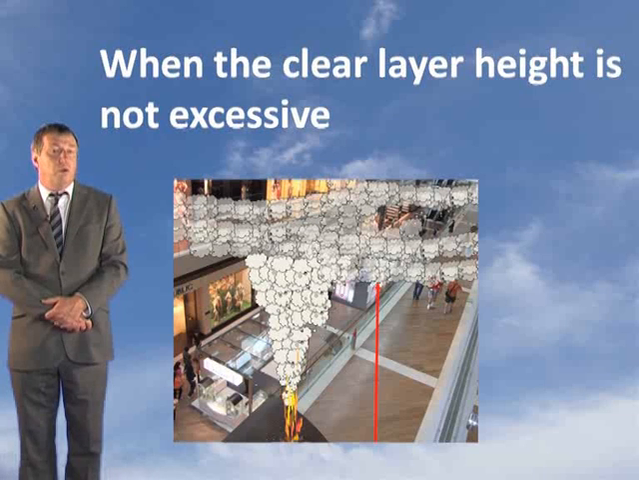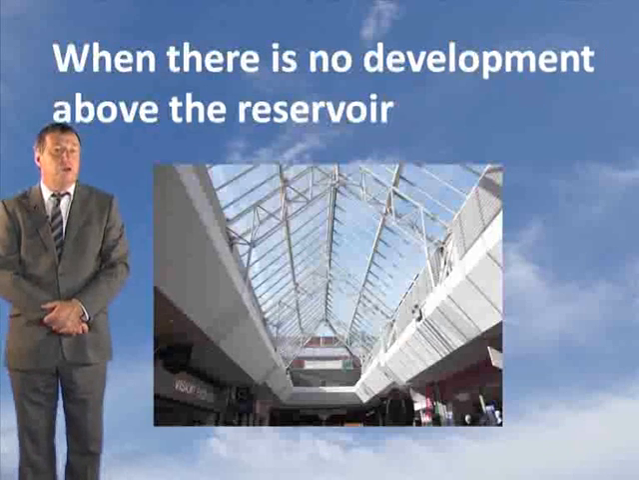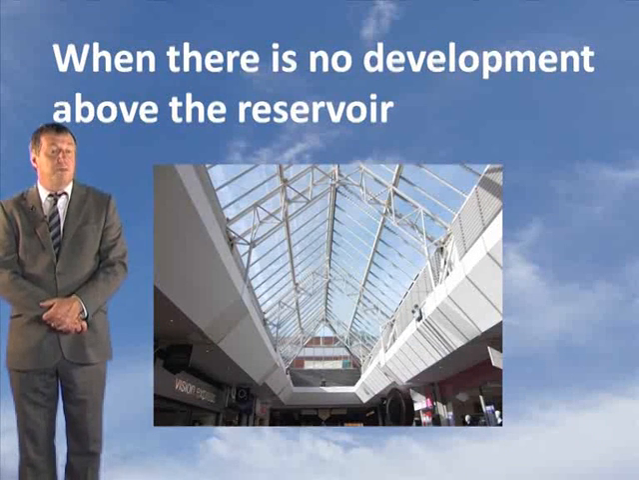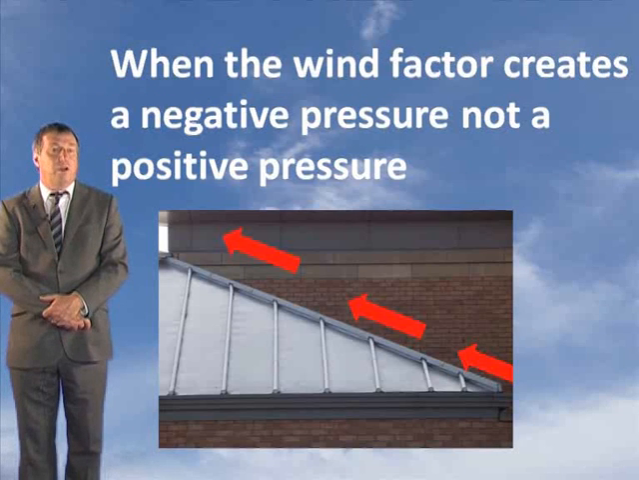Well, if natural ventilation is possible, then the designer is likely to adopt this approach, as it's cheaper and simpler than mechanical extraction. However, there are a limited number of circumstances where natural ventilation can be provided, and these are as follows. 1, when the clear layer height is not excessively large, as large heights of rise tend to lead to low smoke temperatures. 2, when there is no building above the reservoir, and the top of the reservoir is simply the roof. 3, when the wind over and around the building is likely to create a negative pressure above the vents and not a positive pressure.